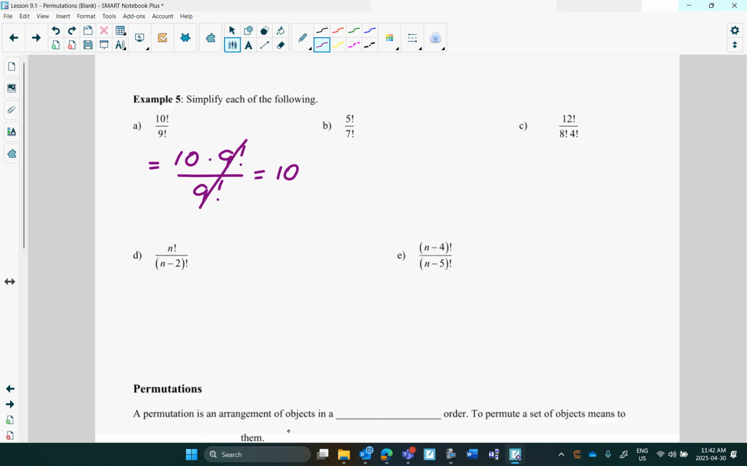Let's look at this one. What would you do? Take the bigger one and start writing it down until you get the smaller one. So I'm going to take the 7 factorial and start writing it down until I get 5. Those cancel. Remember, there's 1 at the top. 1 over 42.